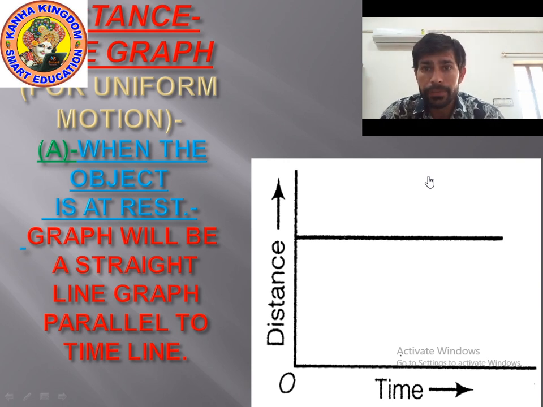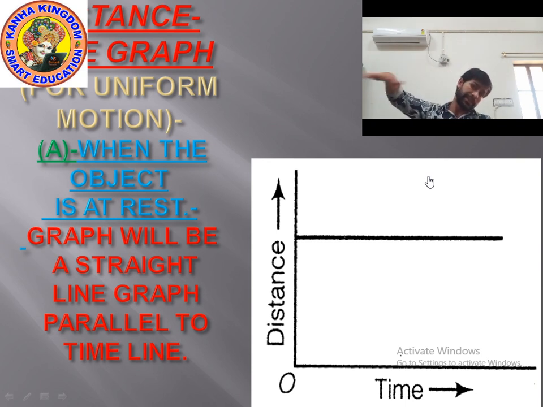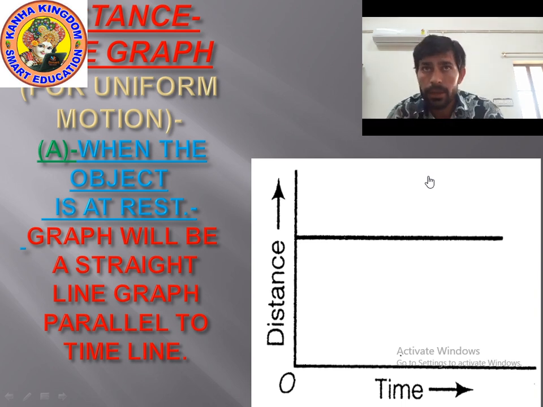In that condition, what kind of graph will be? You can see on the screen, the graph will be a straight line, a horizontal line. So when an object is at rest, then the graph will be a straight line graph parallel to timeline. This is the graph for object at rest.